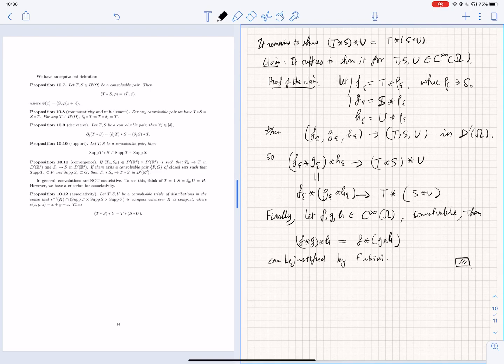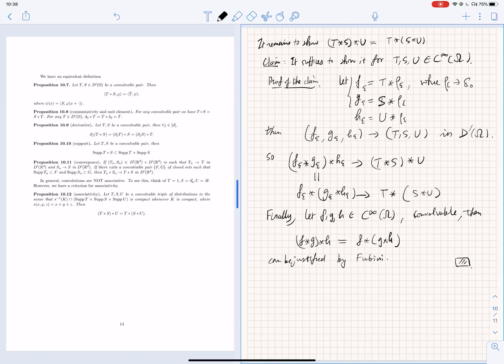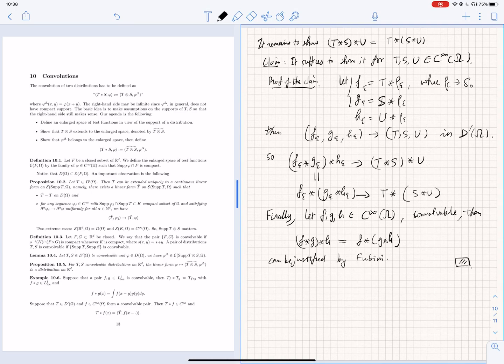All right, so we are finished with all the basic properties of convolution. The convolution is a really important topic, and next time we're going to look at a bunch of applications of convolution in the study of some simple PDEs. Okay, see you next time.